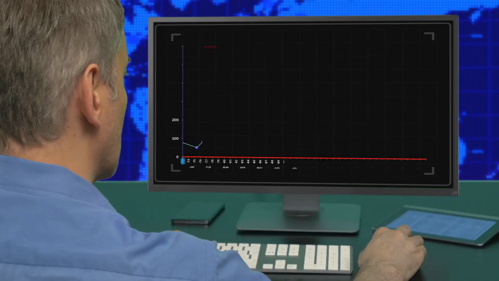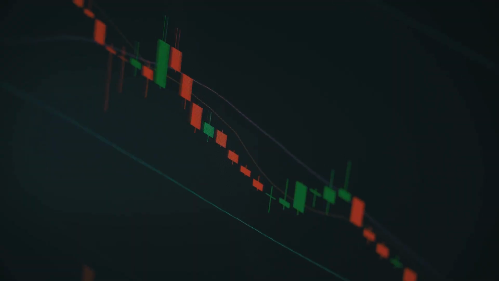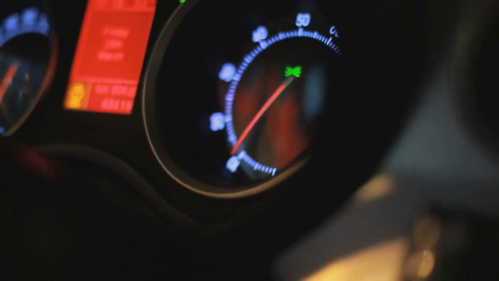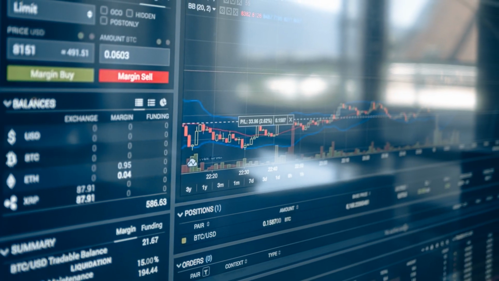Today we're diving into momentum oscillators, tools that reveal the speed and strength of price moves. Think of momentum like a car. Is it speeding up or slowing down? These indicators help you spot that in the market.